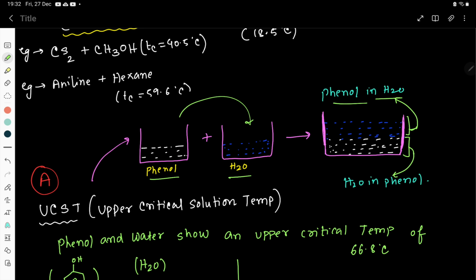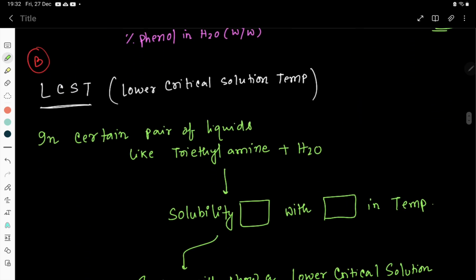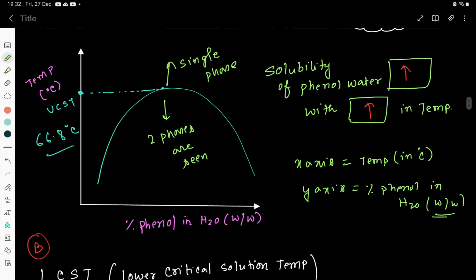This is the upper phase, which is present upper, and water in phenol. What phenol in water means, the percentage of water is more here, and water in phenol means the percentage of phenol is more here. So this is what UCST is, and this graph is for the UCST one.